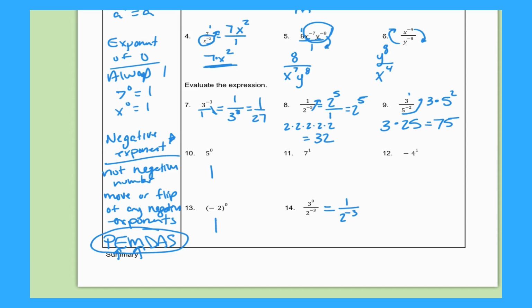Let's look at number 11. Anything to the first power is always going to be itself. So 7 to the first is 7. Negative 4 to the first is negative 4.